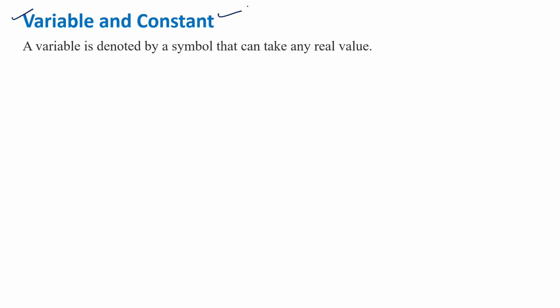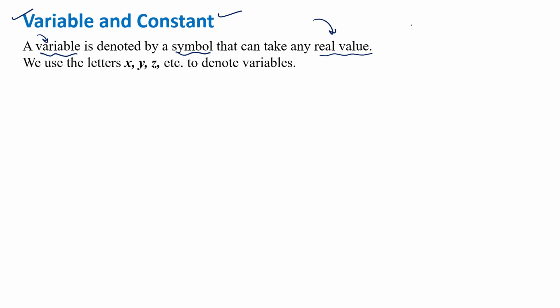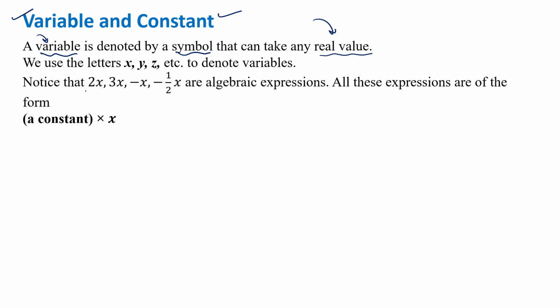Before I start polynomials in one variable, let us see what variables and constants are. A variable is denoted by a symbol, and it can take any real value. That's why it is called a variable, meaning the value which can vary. We use the letters small x, y, z, etc. to denote variables. Notice that 2x, 3x, x, minus 1 upon 2x are all algebraic expressions.